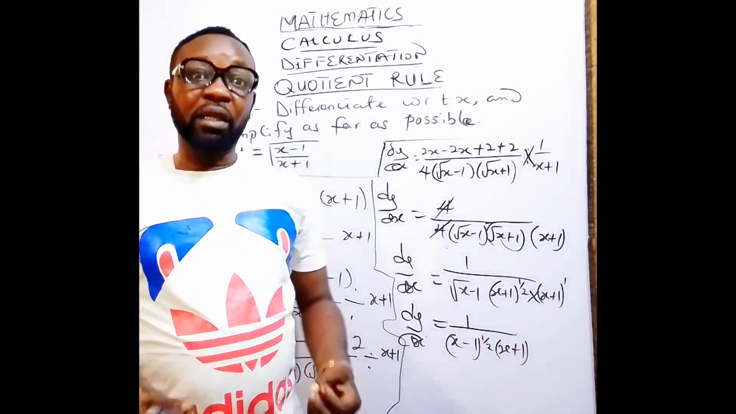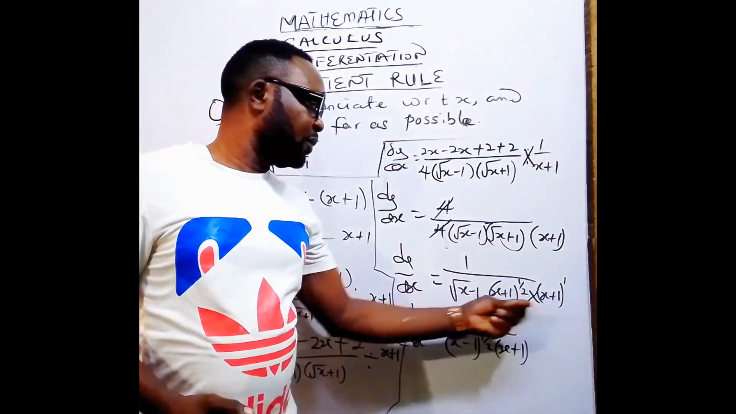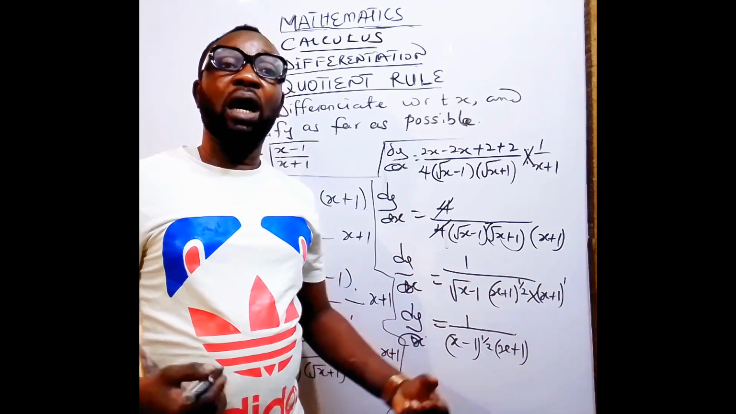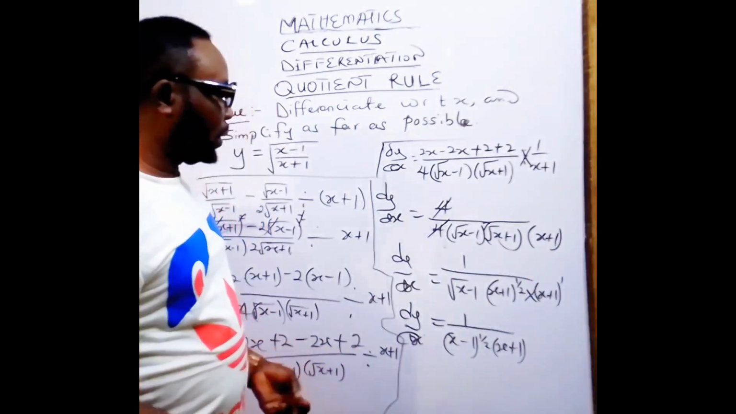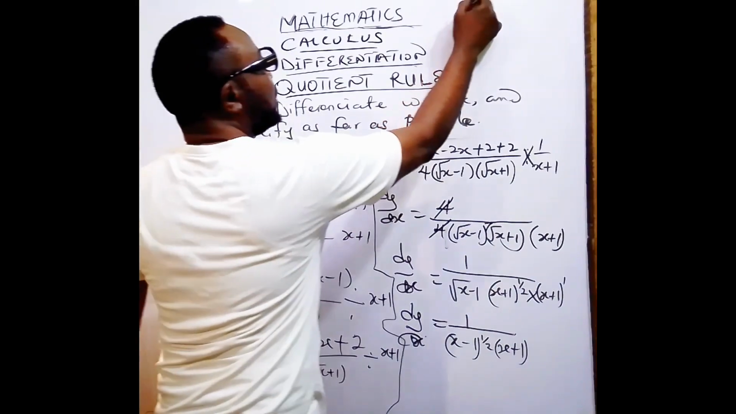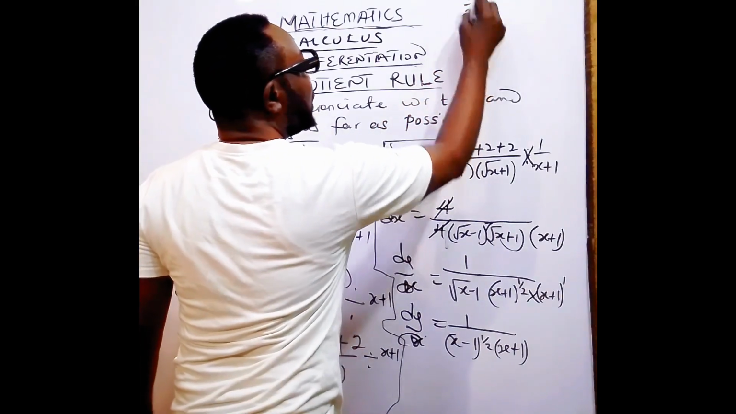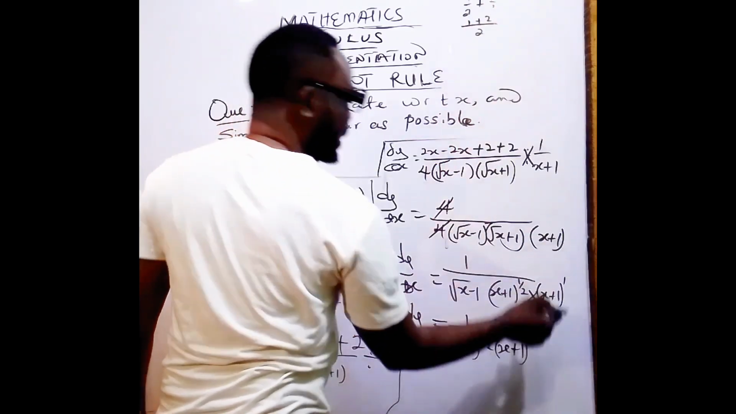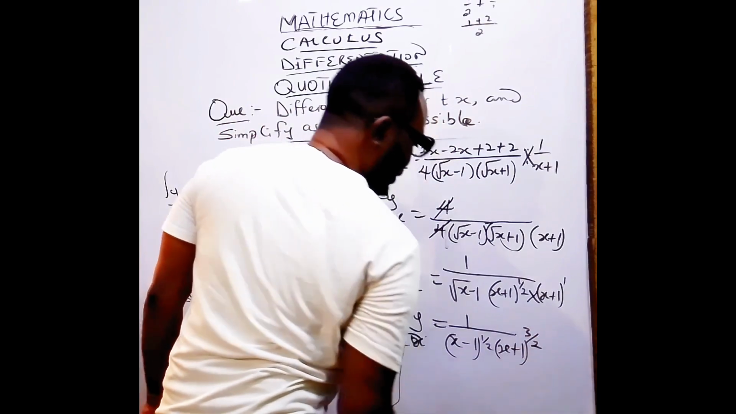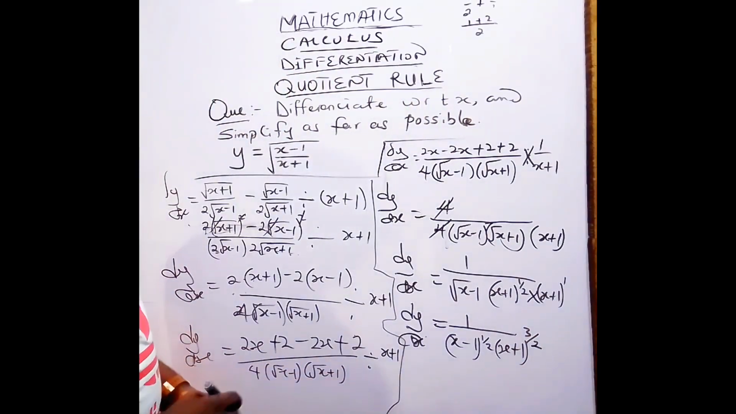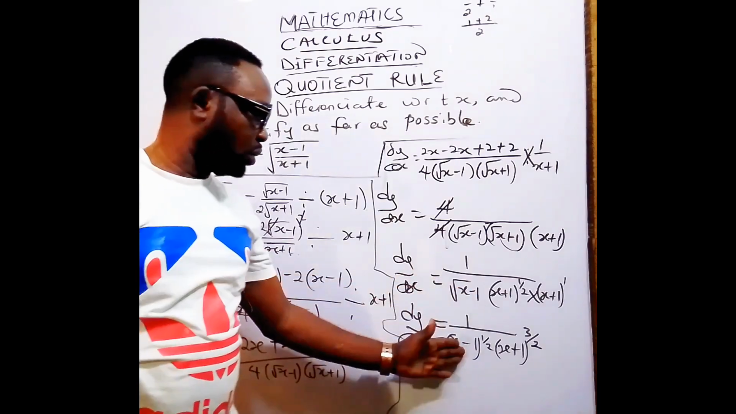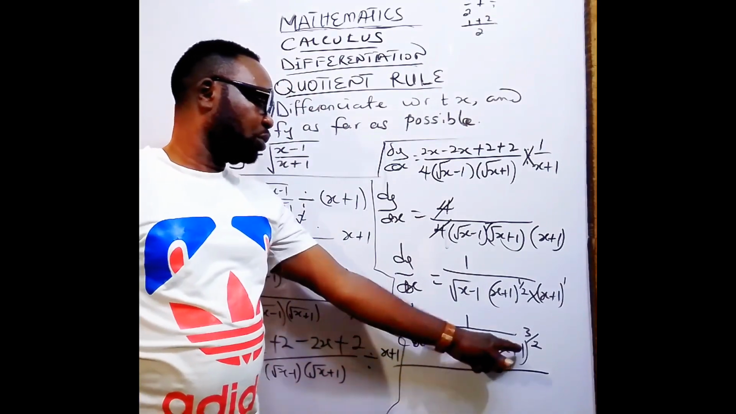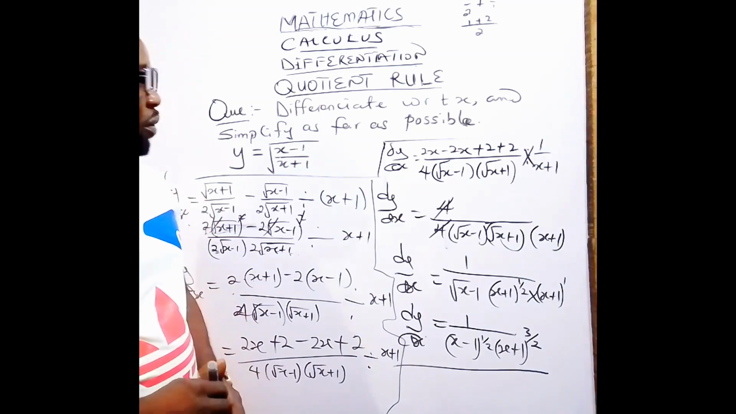Don't forget the laws of indices. When you have the same value being multiplied by one another, the power of them will add up to one another. Half plus 1. 1 over 2 plus 1. That will be equal to, what is the LCM of the two of them? That will be 2. That will be 1 plus 2. That's 3 over 2. So the final answer for that one will be equal to 1 over x minus 1 raised to the power of half, x plus 1 raised to the power of 3 over 2.